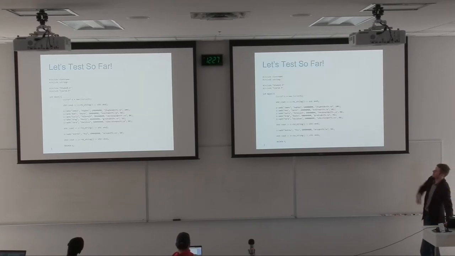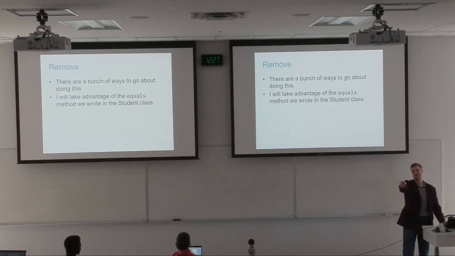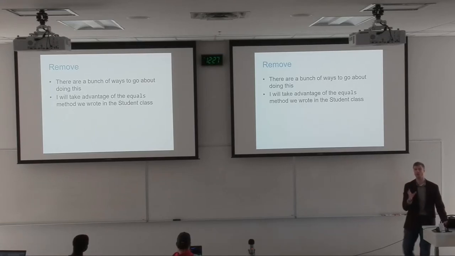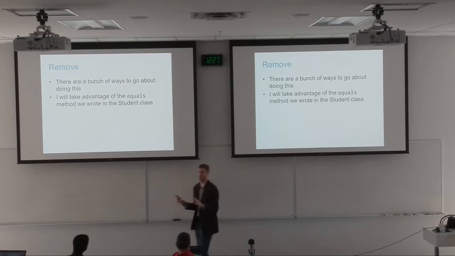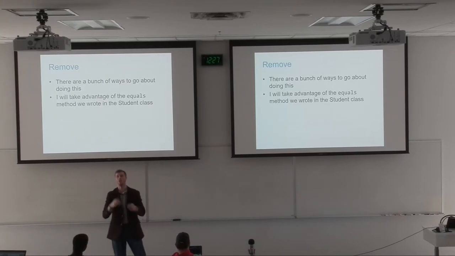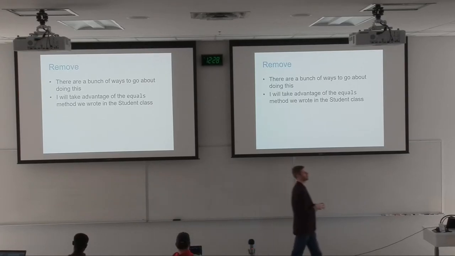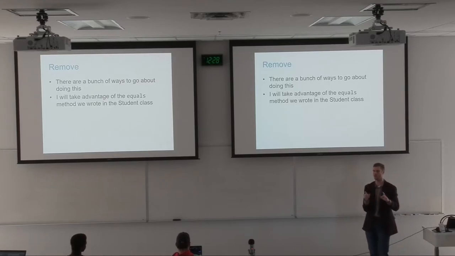Of course, we delete at the end, but more on that in a moment. So, remove. This goes to what I was just referring to. How are we going to remove something from this? Well, there's a bunch of ways we can do it. I'm going to show you one of the literally infinite possible implementations of a way to remove something from this list. But just for fun, I'm going to make use of the Student class's equals. Who remembers what it meant for two student objects to be equal? Same student number.